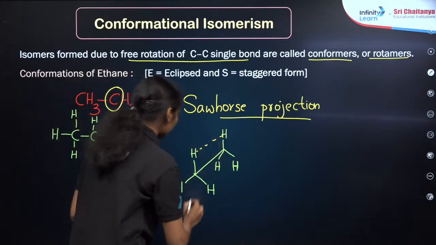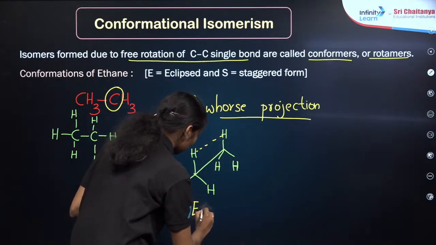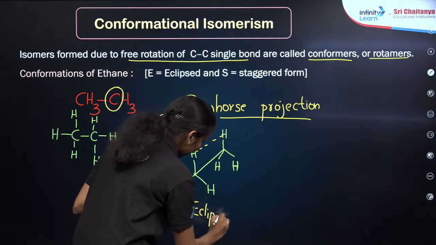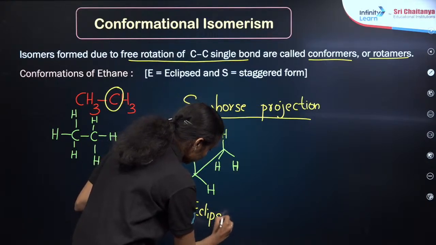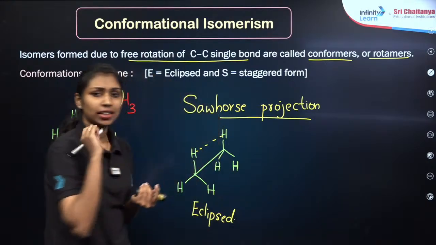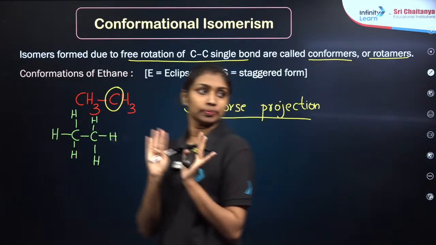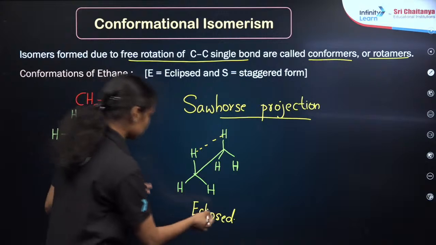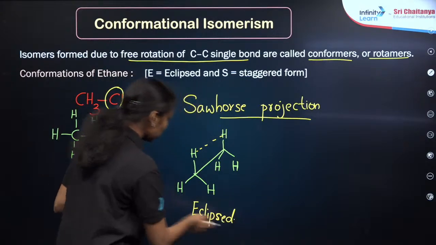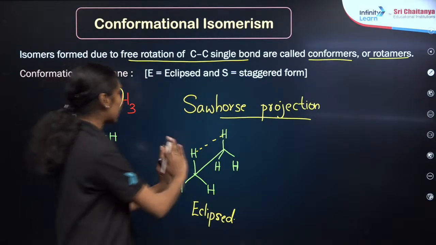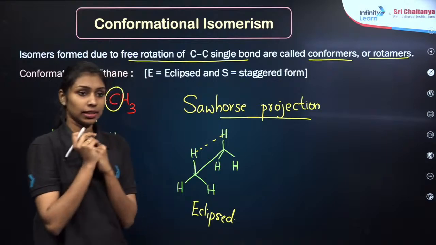So this particular conformation is known as the eclipsed conformation. Have you observed an eclipse, like the solar eclipse? In an eclipse, there will be an overlapping, right? So this is the eclipsed conformation. One hydrogen is very close to the other hydrogen, right?